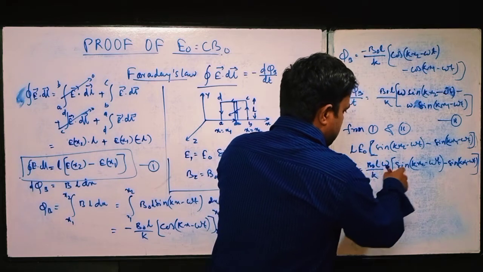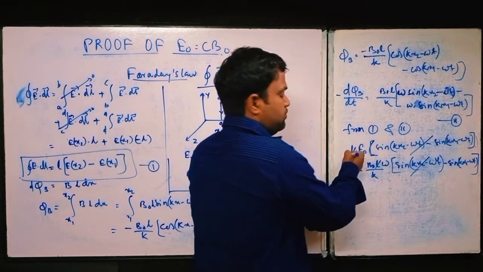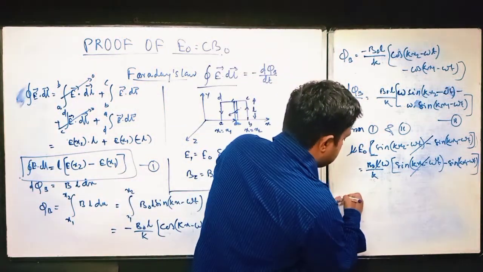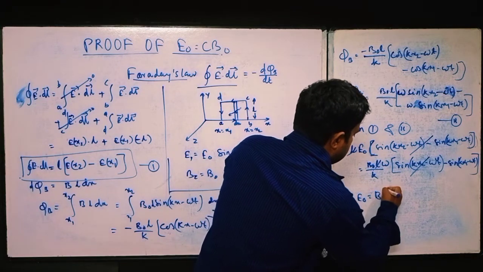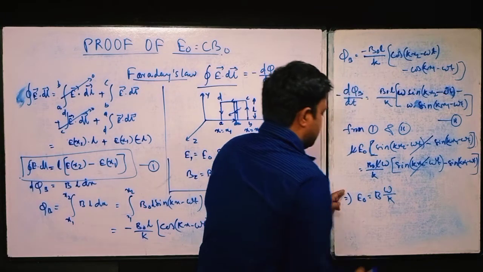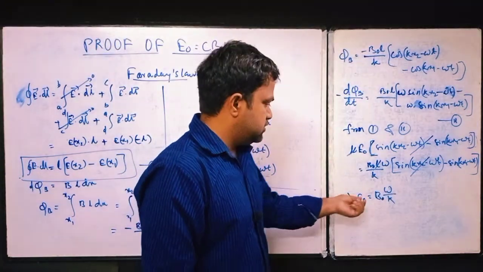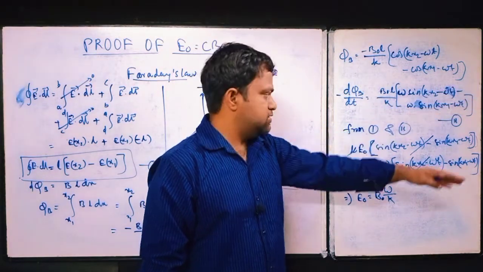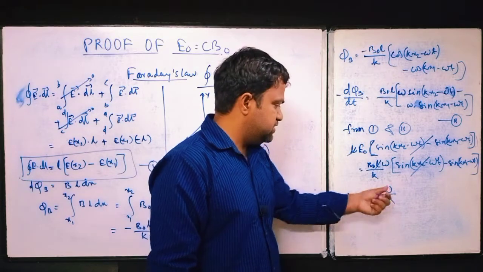So these are the same, both sides cancel out, l will also cancel out. So what is there, E0 equal to B0 omega by k. Now you know omega by k is the speed of the wave. Here in vacuum the electromagnetic wave is propagating. So omega by k is the speed of light. Basically c will come up.